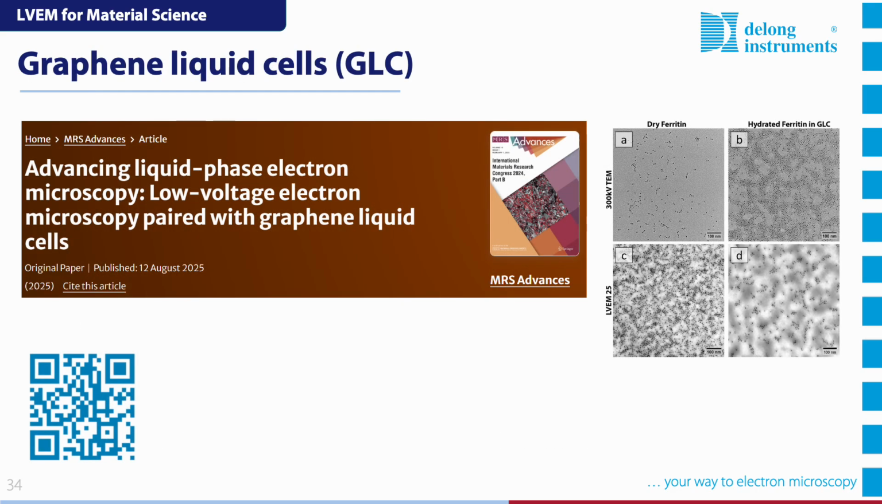I'm excited to highlight a recent publication in MRS Advances titled Advancing Liquid Phase Electron Microscopy, Low Voltage Electron Microscopy with Graphene Liquid Cells. This work demonstrates how LVEM can be applied to study dynamic processes in liquid environments using graphene liquid cells to contain samples while maintaining high resolution imaging. It's a great example of how low voltage electron microscopy is expanding the possibilities of materials research, allowing scientists to observe nanoscale behavior in real time.